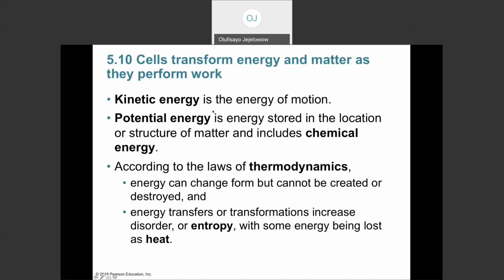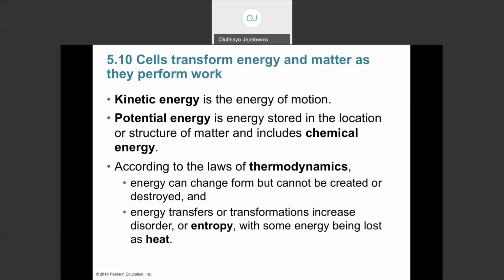Kinetic energy is the energy of motion, the energy that's doing work, that's making things move, shake, boil, and all of that. Potential energy is stored energy. It's energy due to the location or structure of matter, and it includes chemical energy.